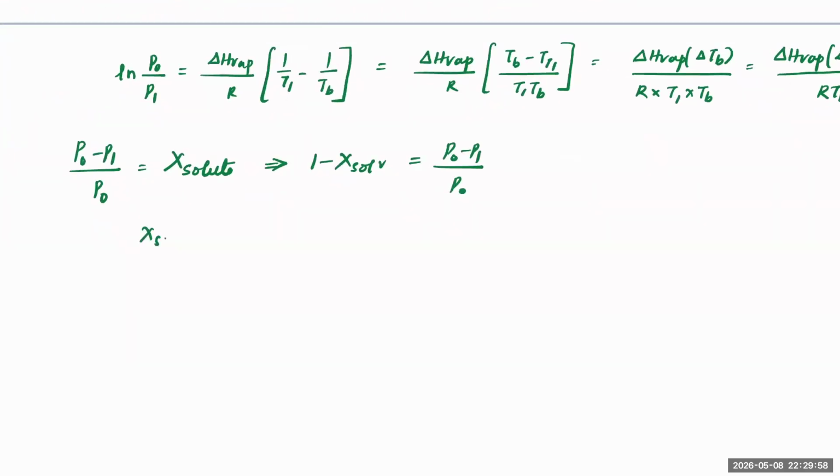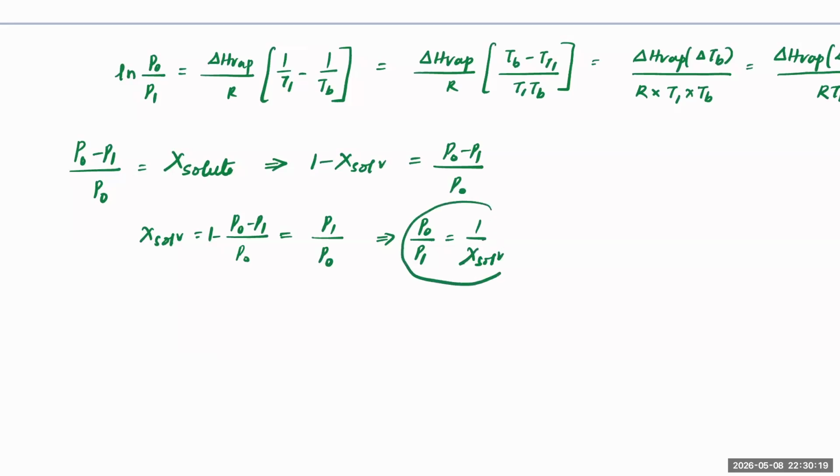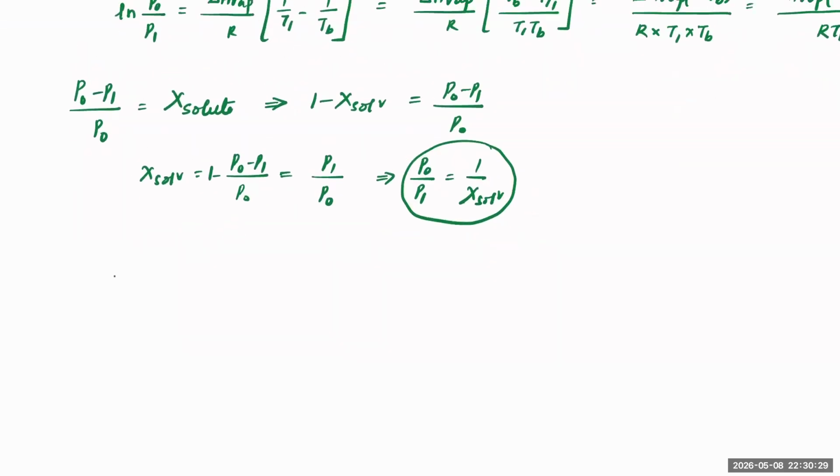And now the mole fraction of solvent can be written as 1 minus (P naught minus P1) by P naught. So P naught will get cancelled. We'll get this as P1 by P naught, which implies I can write it as P naught by P1 is equal to 1 by the mole fraction of solvent. Correct? Why do I use this? Because this value I can directly substitute into this logarithmic value. So then I will get ln of 1 by the mole fraction of the solvent.